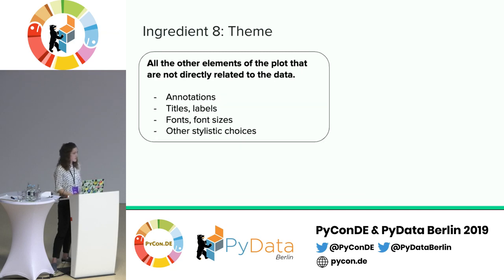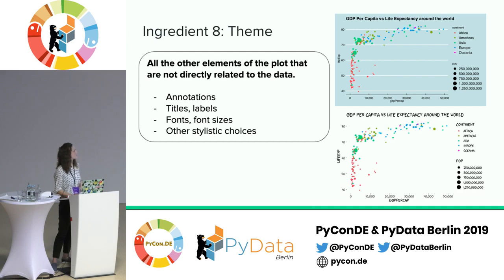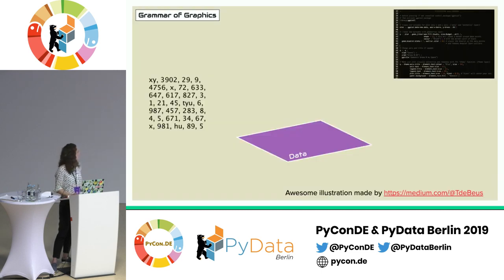And finally, we have the theme, which is really everything else that doesn't have to do directly with the data. So, for example, annotations, titles, the fonts we use, etc. Importantly, theme is really what allows us to tell an Economist plot from an XKCD plot. Even if the data is exactly the same, it's the theme that makes it feel like that, right?